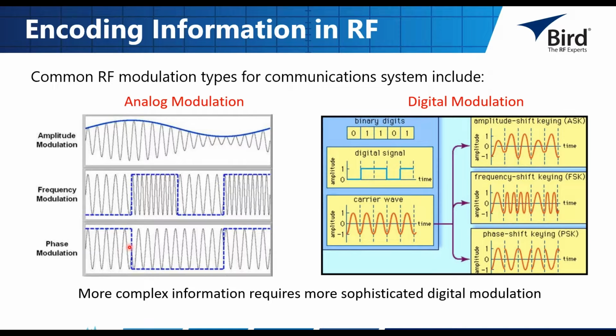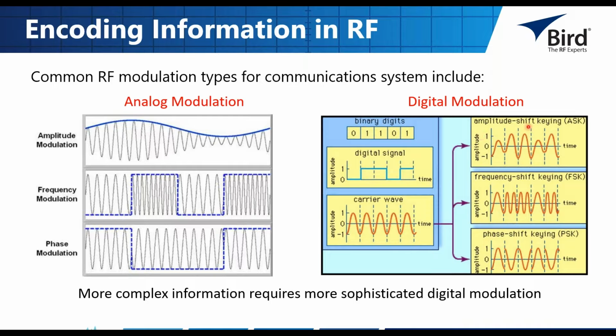Now, as we move towards a more complex system where we're trying to transmit a lot of information, especially very rapidly, we're going to use things like digital modulation. So now, instead of encoding the analog signal in a waveform, we're actually encoding zeros and ones. And we can do this in quite a few ways.